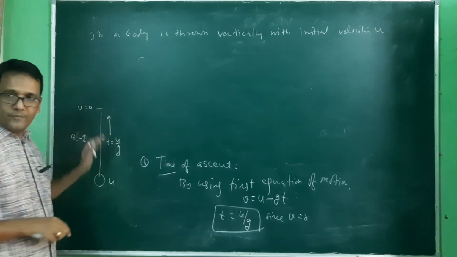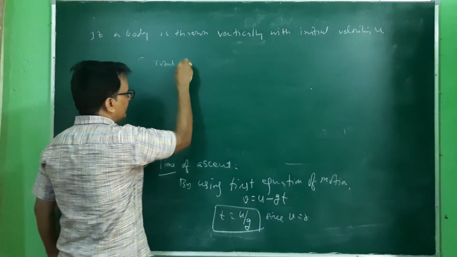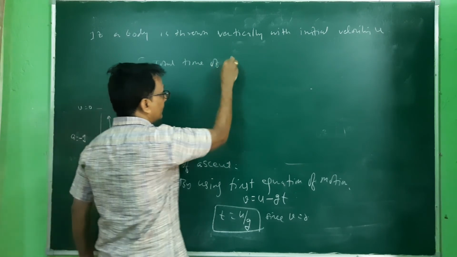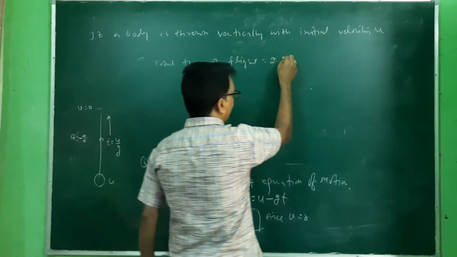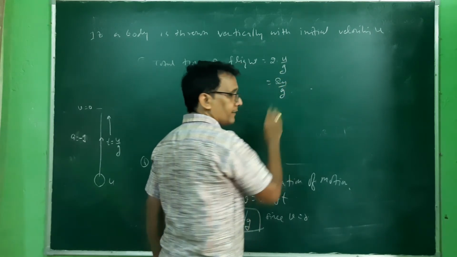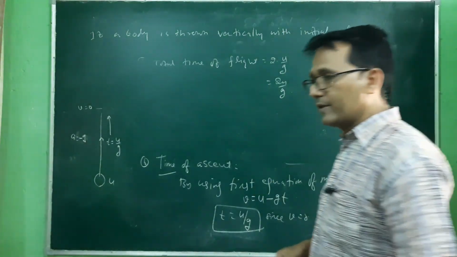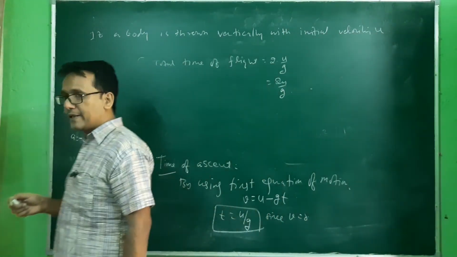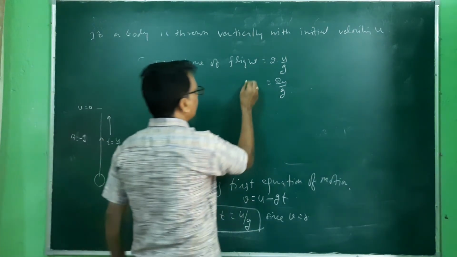And the same time it will take to come back. So the total time of flight is equal to 2 multiplied by u by g, that is 2u by g. Because the same time it will take to ascend, and a similar time it will take to descend or come back. So this will be 2 times. So this is the total time of flight.